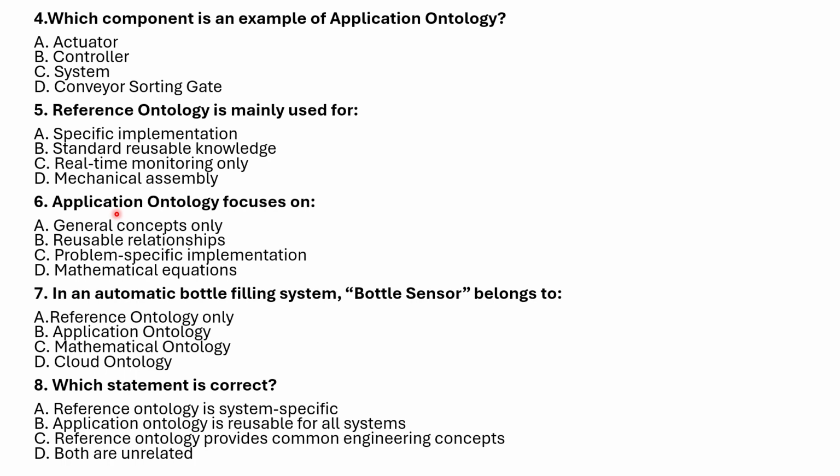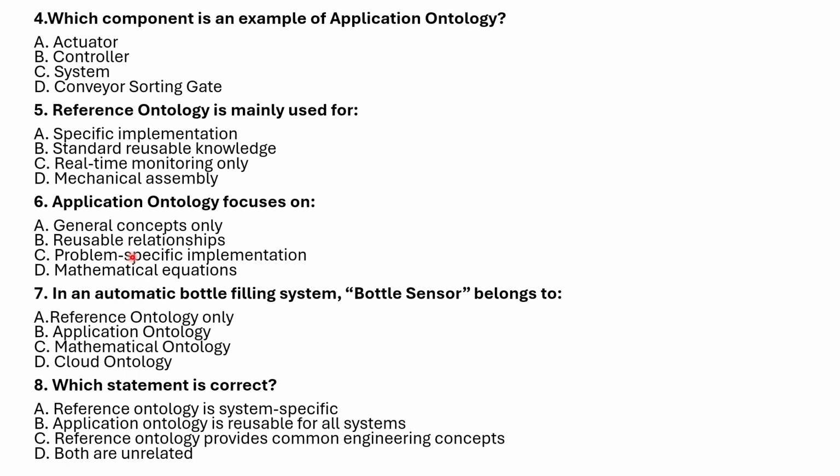Coming to the sixth question, the application ontology focuses on. Options are general concept only, reusable relationship, problem specific implementation, and mathematical equation. So the answer is problem specific implementation. It's a problem oriented approach. It's a problem specific implementation.